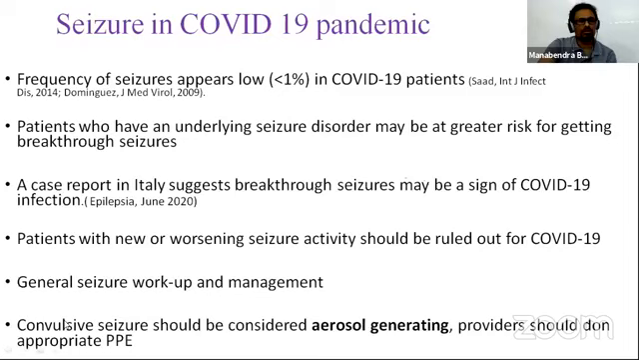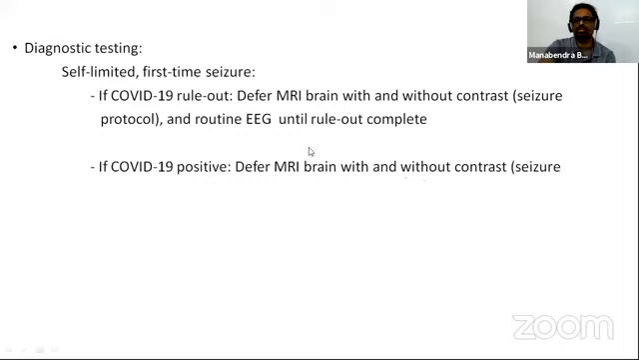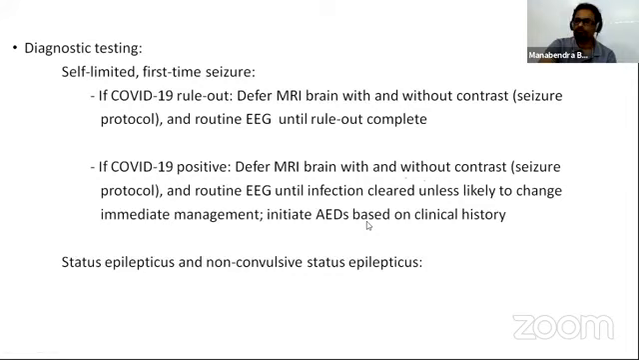Convulsive seizure should be considered aerosol generating, so providers should use appropriate PPE protections. And in seizure management, if they think it is COVID suspected or COVID positive, then MRI, neuroimaging and EEG are not absolutely indicated. There is no definite indication discouraging these things. But if the patient has unexplained causes of unconsciousness, then to diagnose non-convulsive status epilepticus, the EEG can be done.